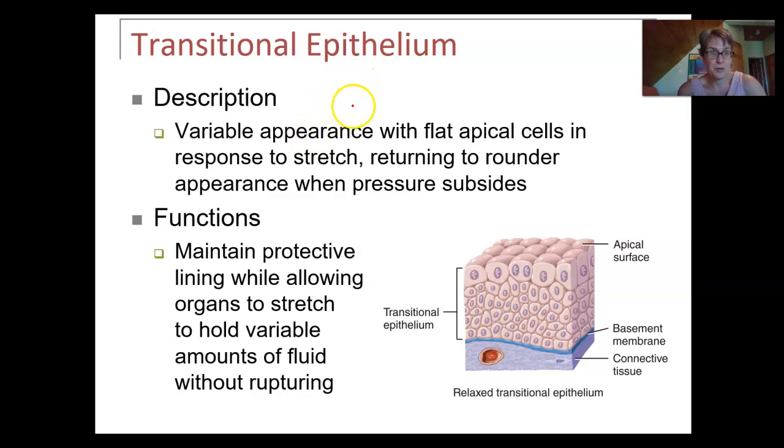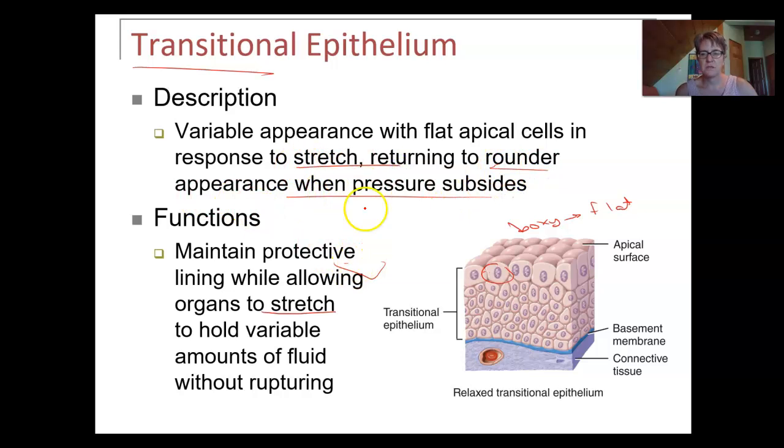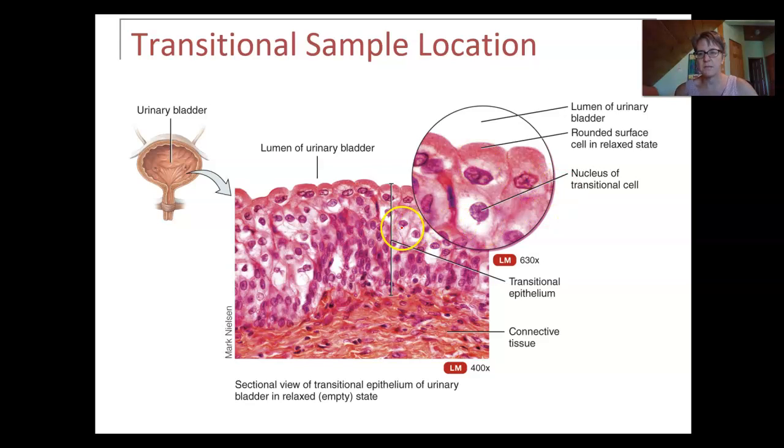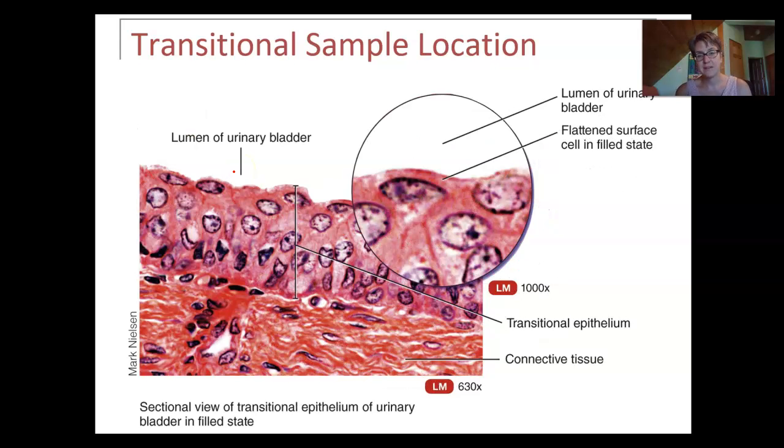Transitional, we're not doing the lab, so you luck out. It's a name game. Transitional means they start boxy, and then as they stretch, they will flatten out. So they go from boxy to flat. When they stretch, they flatten, and they return to a rounder appearance when they're not. This is in the bladder. The bladder is just like a giant balloon. And there's another picture just trying to show you that here these guys are a little bit flatter as it's filling up.